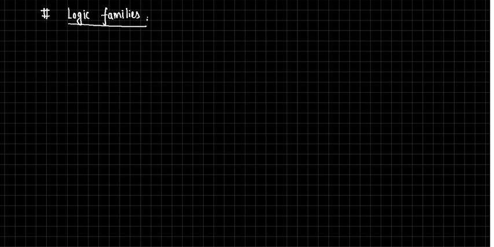Are TTL and CMOS the only ones? No. So let's see the different types of these logic families. Again, logic families are nothing but a way of implementing these logic gates. These are all semiconductor ICs. Semiconductors, we have seen, can be used as two types of switches.